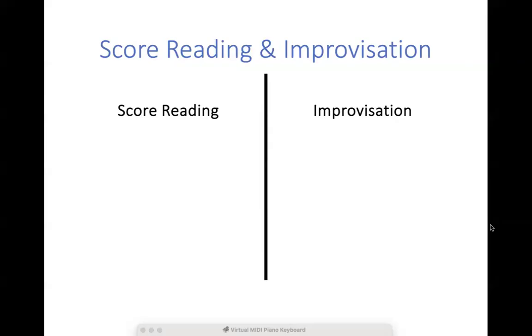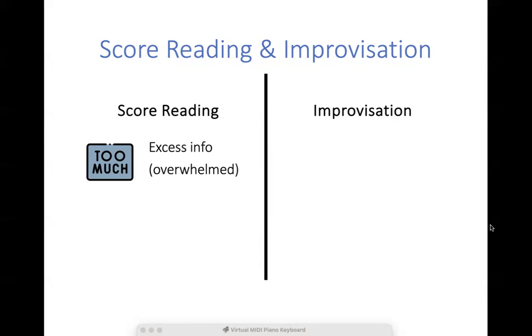So let's take a look at score reading. On one hand, we have score reading where there's too much information that's presented. Now, in some cases, we do need to play all the notes, but there are other cases, such as when playing a reduction, when it's okay to simplify and drop some notes. And there's a way to do that in a way that still preserves the spirit of the music. And as we'll see, bass harmonization will help us to do that.